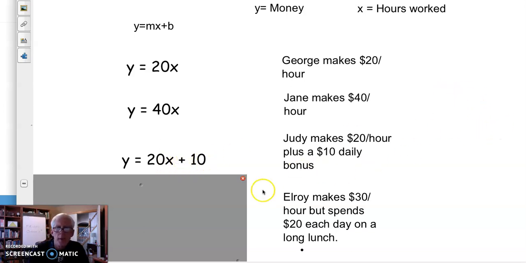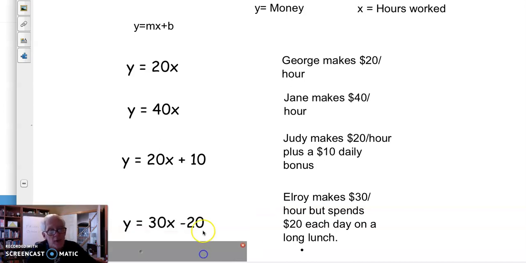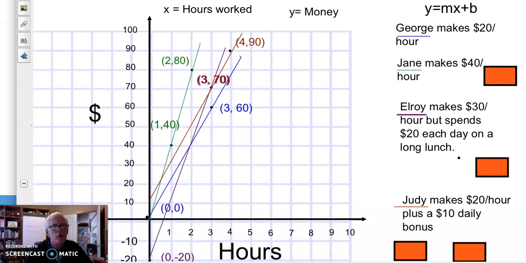And Elroy, he makes 30 bucks an hour, but he spends 20. So if he works for 0 hours, he ends up making negative $20. So his y-intercept is negative 20. And that is Elroy's graph right there for the amount of money he makes every day. So now we can put the slope and the y-intercept into their real life situations, into a graph, and now into an equation. So that is the family of the future, putting their jobs and their graphs all together for slope-intercept form.